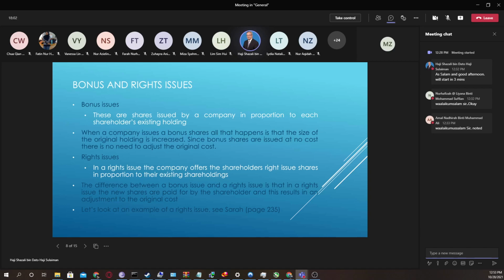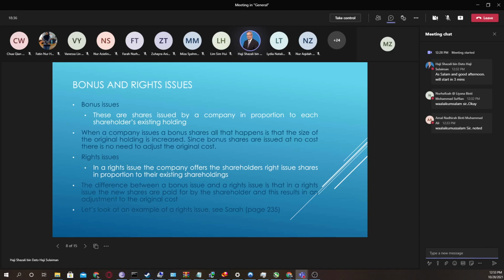So that's what a bonus share is. A bonus share is issued at no cost to the shareholder. So when a company issues bonus shares, all that happens is that the size of the original holding increases, from 1,000 to 2,000 shares. Since bonus shares are issued at no cost, there is no need to adjust the original cost. This will have an impact on the share pool and how you compute it. I think there's an example later.